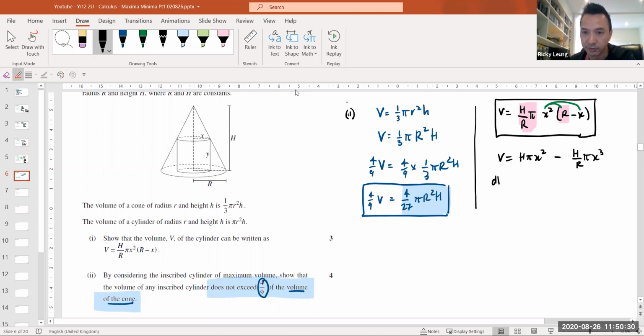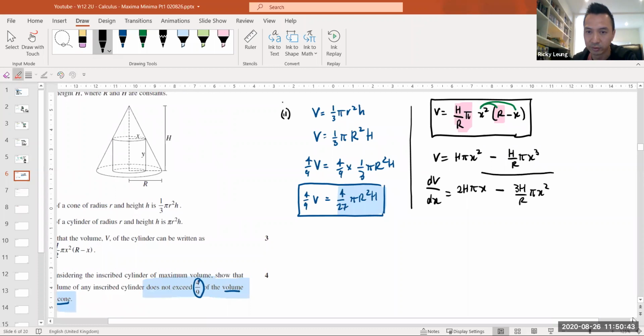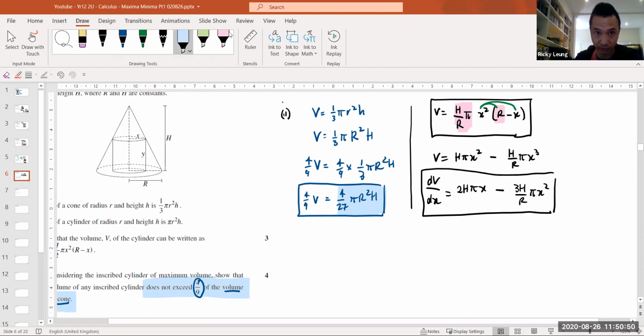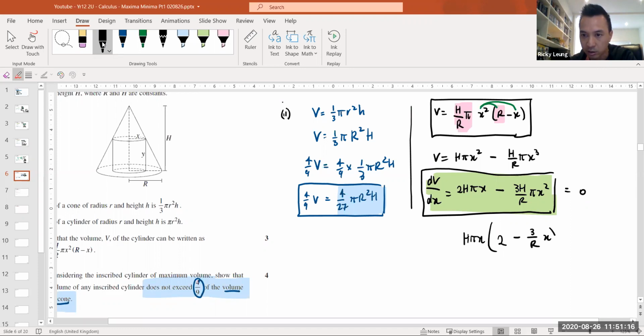Let's differentiate. So dV on dx, the 2 comes down, the 3 comes down. Guys, that's my first derivative, right? Once again, it looks pretty easy to differentiate, so I'm probably going to use the second derivative to differentiate, so I'm just going to highlight that. So, framework: differentiate, solve, test for max min, answer the question. So, set that equal to 0. Now, that's nicely factorizable, so take out maybe the h, the pi, and the x. And I'm left with 2 minus 3 on r x.